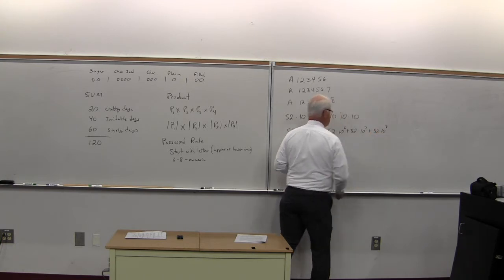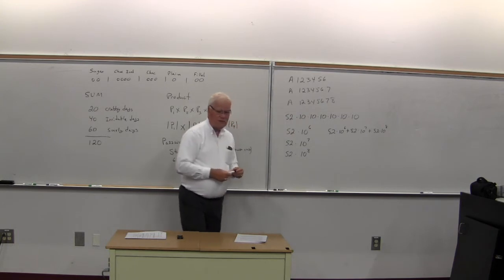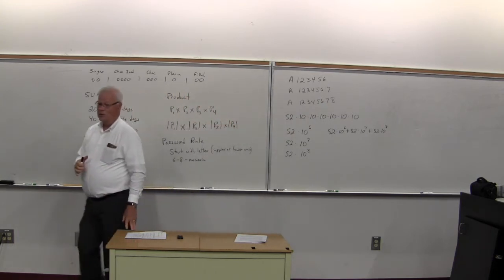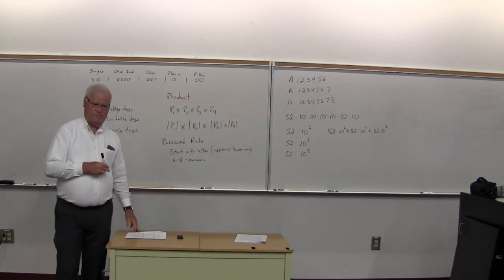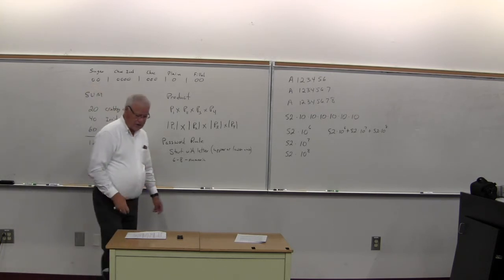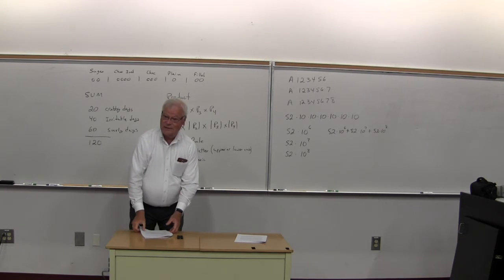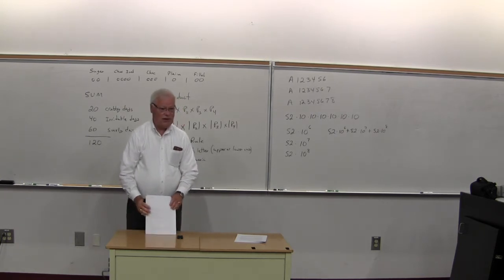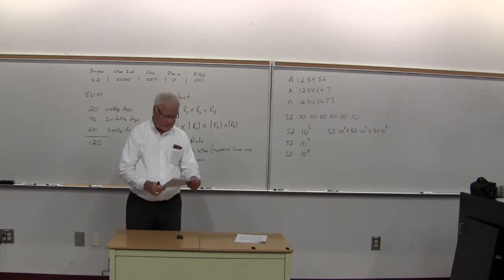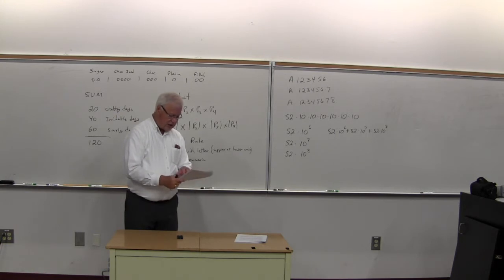So we would take 52 times 10 to the 6th plus 52 times 10 to the 7th plus 52 times 10 to the 8th. So what we've done is we've used both the product rule and the sum rule. Do I see that okay? It's kind of obvious once we see it, but when we're going through it for the first time, it may not be. Okay? So that's the concept of the sum rule and the product rule, using passwords.